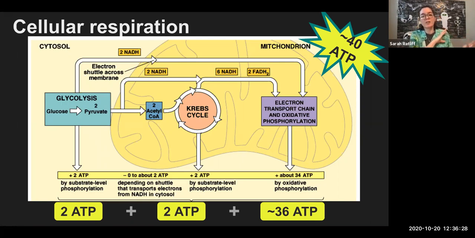Those electron carriers we're making in the Krebs cycle move over to the electron transport chain. This is where the magic happens. Depending on the organism, how efficient their mitochondria are, they can make anywhere from like 30 to 36 ATP. So we can estimate, just for easy numbers, that aerobic respiration gives us about 40 ATP for every 1 glucose molecule. That's a lot of energy for 1 glucose molecule. So this is how we get all of our energy. It's all based in this ETC, but we have to get there first.